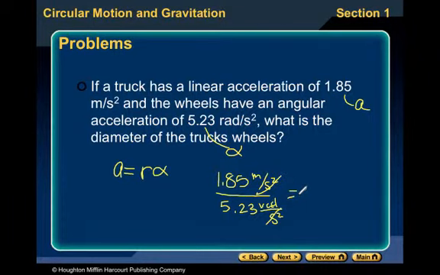We would be left with, let's see, what would that be? 0.354 meters. Okay, radians really doesn't have, it's kind of unitless, so it just would be meters as our answer here. Good.